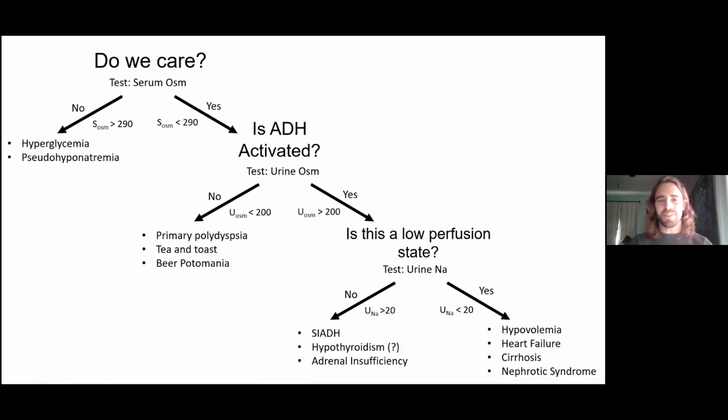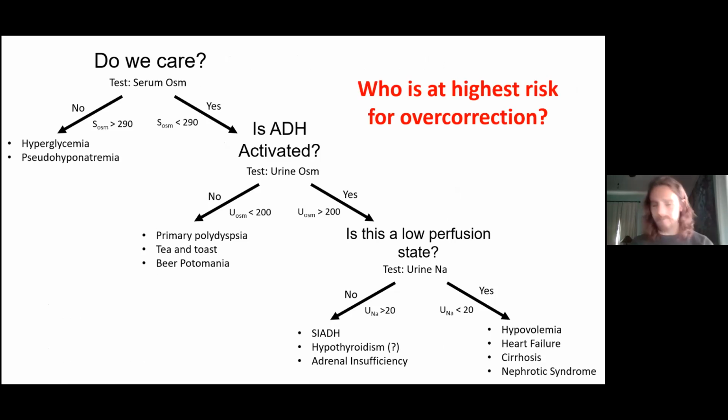So we've now reviewed the ADH independent causes. We talked a lot about SIADH. We've talked about ways that we can maybe differentiate SIADH from our classic hypovolemia or heart failure, cirrhosis type pictures. The last question that we really want to address is, who is at highest risk for overcorrection?